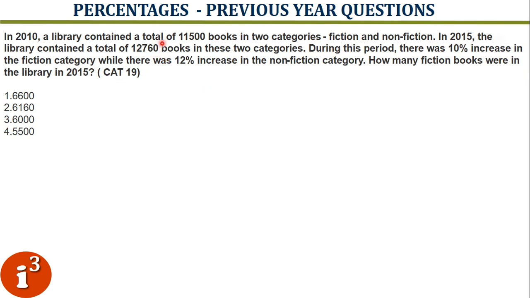So you know that the total books increased. Fiction books increased by 10%, non-fiction books increased by 12%. You just need to calculate how many fiction books are there in the library in 2015. Let's see the solution.